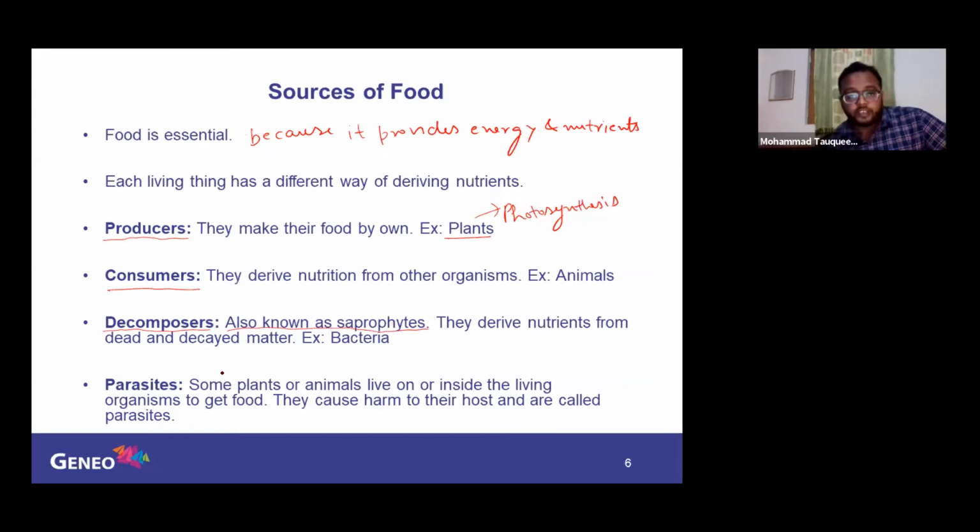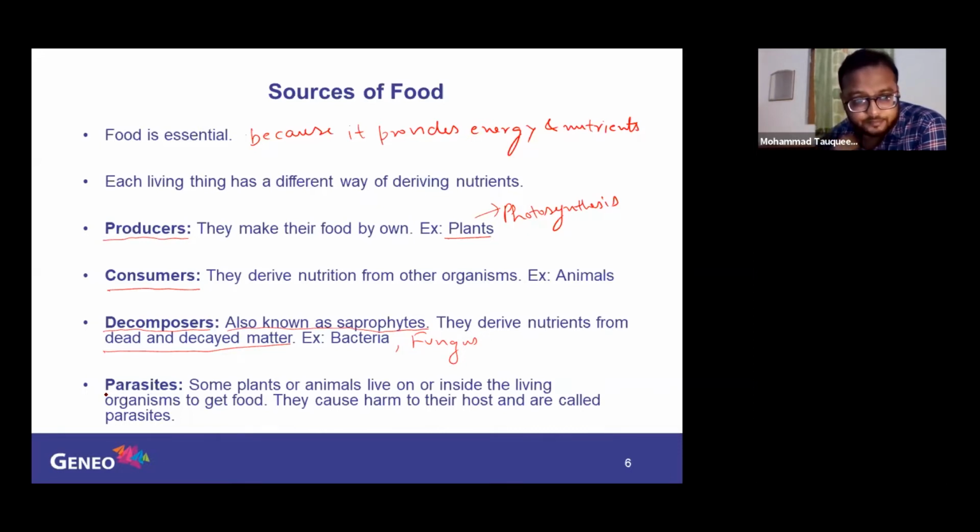They derive nutrients from dead and decayed matter, like bacteria, fungus. In fungus, you have seen mushroom. It is an edible fungus, but it is a saprophytic fungus. It is a decomposer. They derive food from the decaying organism or dead matter. So these are known as decomposers.